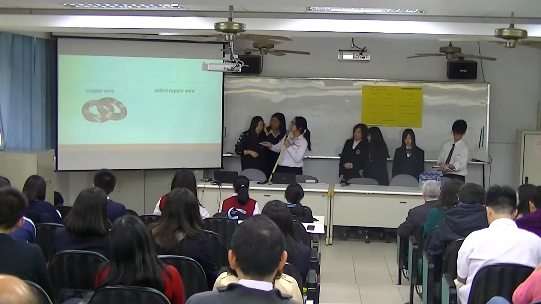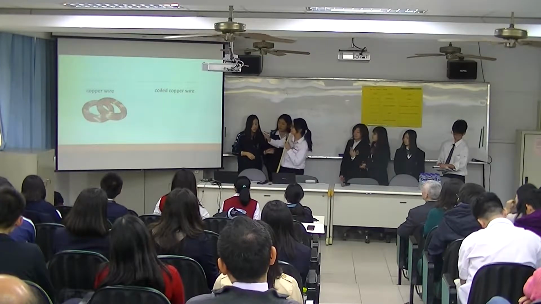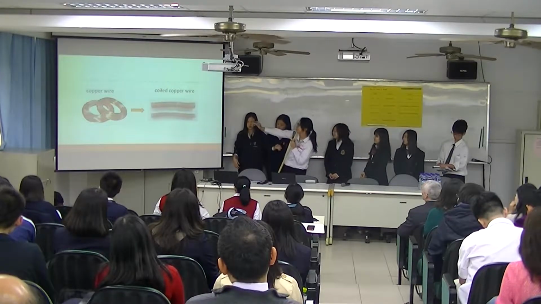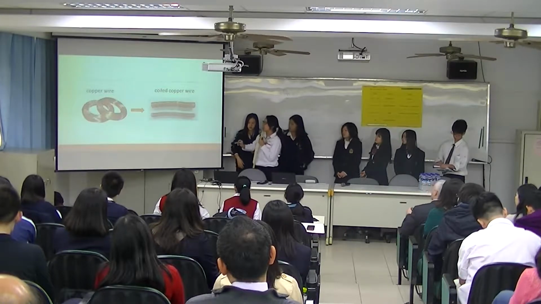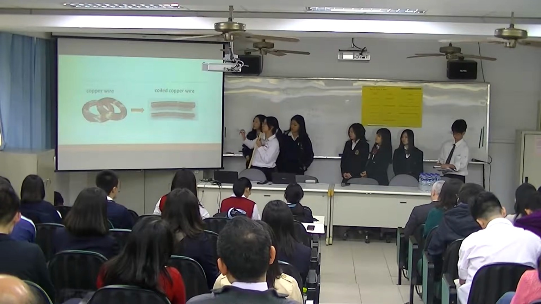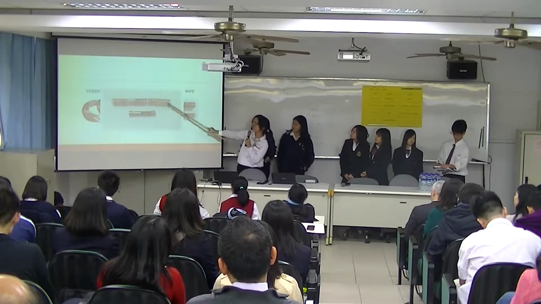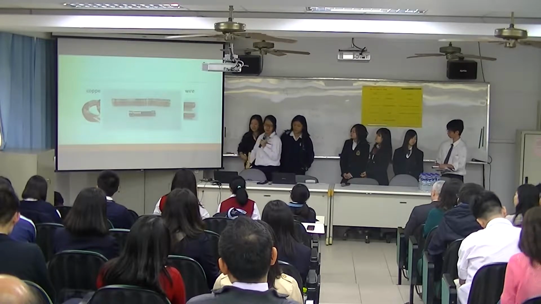Okay, so when we got the copper wire, we need to make it into coiled copper wire, which is like this, and it will become like this. And then we will show you what the whole electronic device will look like, which is like this. Okay, so then we will put this one into there. So we'll show you the video.